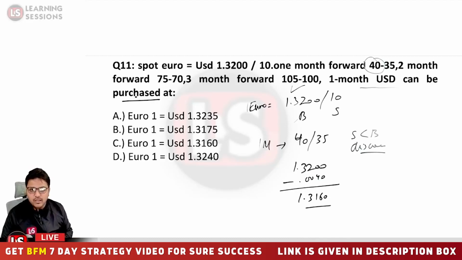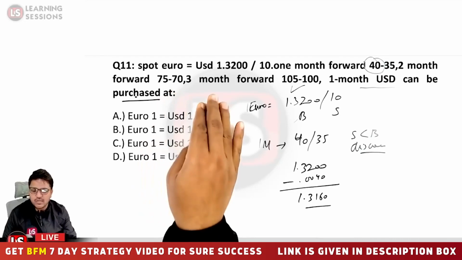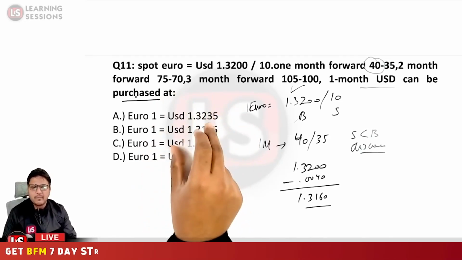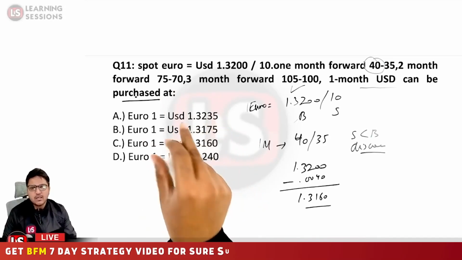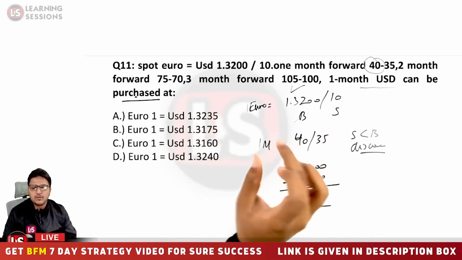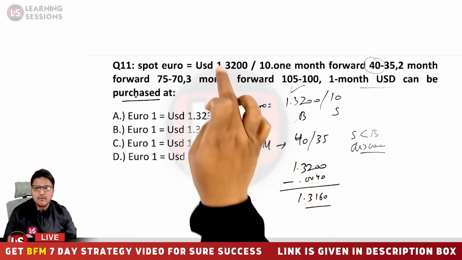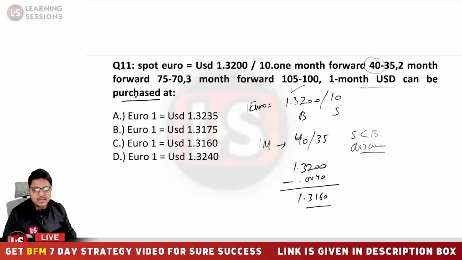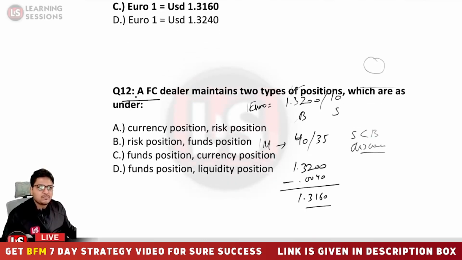You need to take care about the merchant rate or the interbank market rate. Nothing is mentioned in the question itself, so you will consider it the case of the interbank market rate. For the interbank market rate, a buying rate is a buying rate and a selling rate is a selling rate. So it will be the buying rate for the purchase, that is 1.3200 and not 1.3210. Is that clear? So option C is the right answer for question number 11.